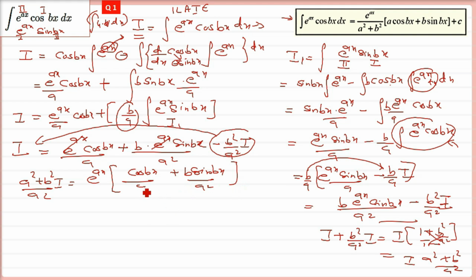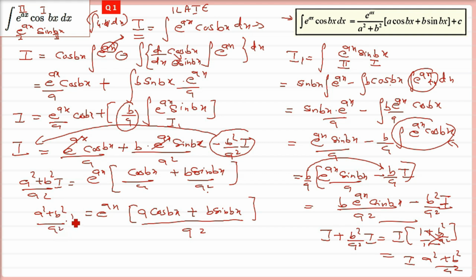Now let's take the LCM. When you take the LCM, it will be a square. Since this already has a square in the denominator, you can just write b sin bx. Here we have only a in the denominator, so in order to make it a square, you have to multiply it with a cos bx. Okay, e raise ax remains here. Now a square plus b square by a square. First thing is you can just cancel this a square and a square in the denominator, and you can bring this a square plus b square to the right. So this integration I will be e raise ax, in the denominator it will be a square plus b square, followed by a cos bx plus b sin bx.